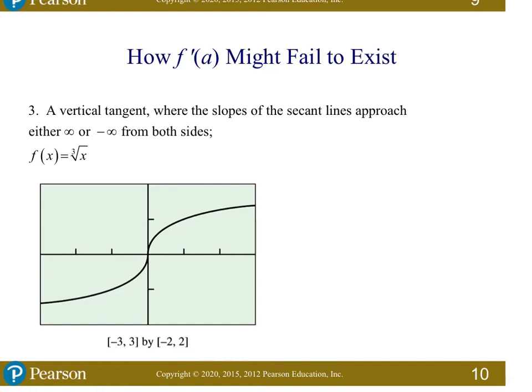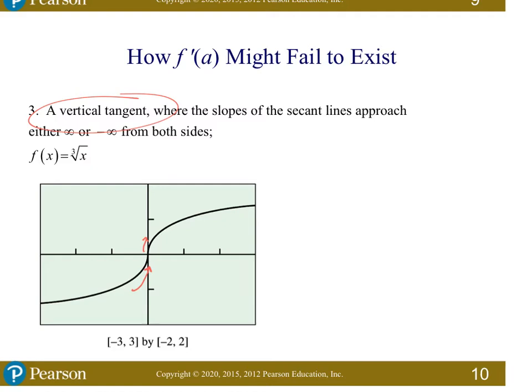Another place is something called a vertical tangent. This happens on a cube root function, actually any odd root function. It could be cube root, fifth root. It also happens on inverse tangent as a graph. But the slope here, approaching from the left, is approaching vertical, so it's approaching positive infinity. And the slope on the right is also approaching positive infinity.